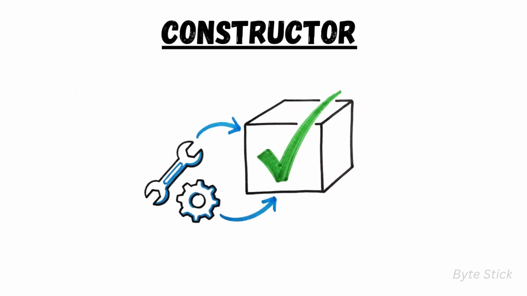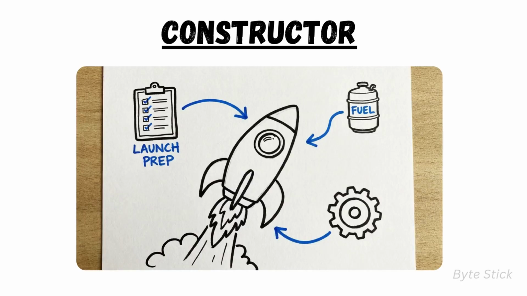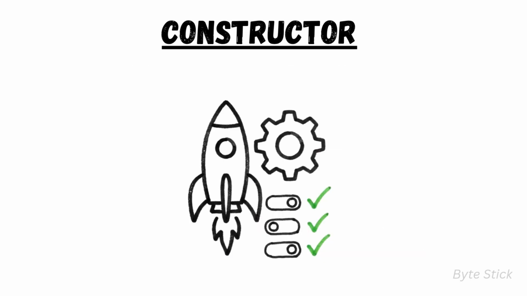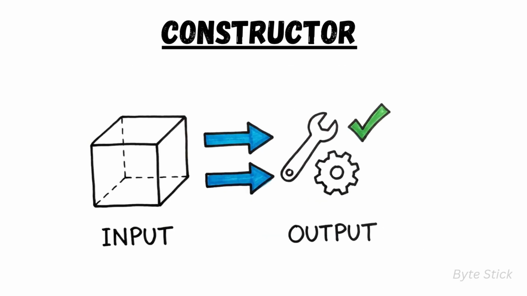Constructor. A constructor is a special method that automatically runs when a new object is created. Its main purpose is to prepare the object so it starts in a valid and usable state. Think of launching a rocket. Before liftoff, every system must be checked, fuel must be loaded, and all settings must be configured. A constructor performs similar preparation for an object.